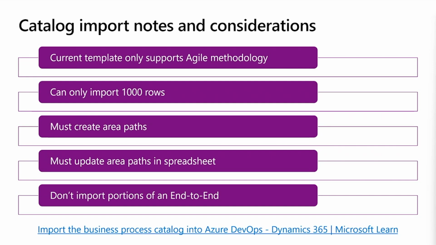And after you've created your area paths, you'll need to update the area paths in the spreadsheet. The area path includes the name of your project, and since everybody's project will be named differently, you'll need to do a find and replace on that. The detailed steps for that process and how to create area paths in Azure DevOps can be found on the link at the bottom of this slide.